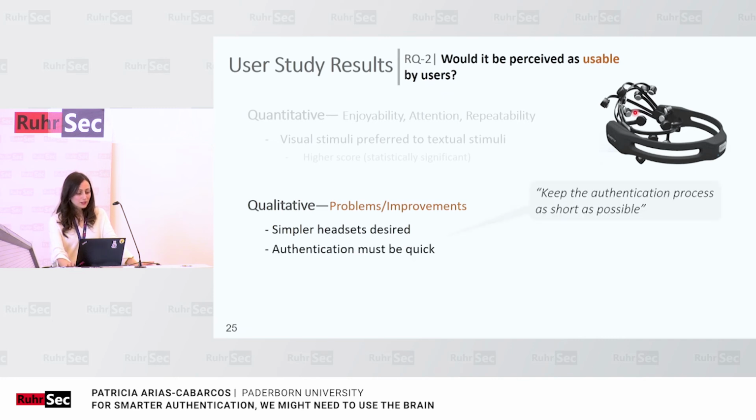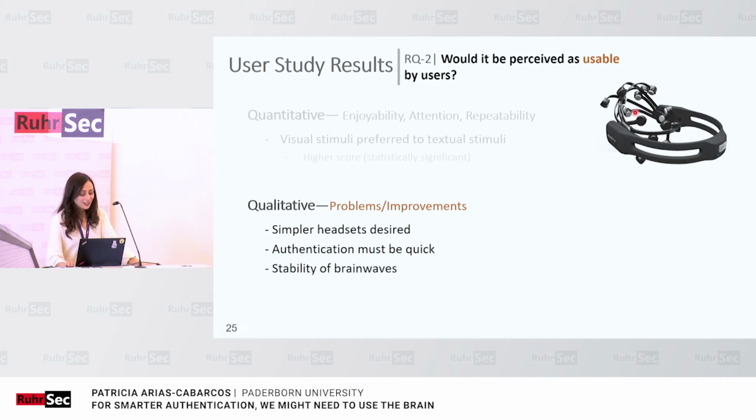The second point raised frequently was that authentication must be quick. If I need to look at a lot of images to get in my system, then typing a password is not that painful. And many people were concerned about the stability of brainwaves. So what would happen if I'm tired or stressed, if I had caffeine? Will I be locked out of my system because it doesn't recognize me?